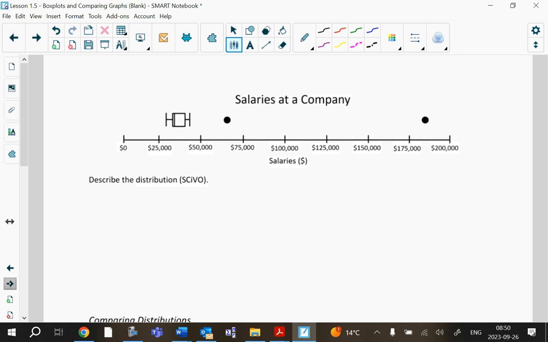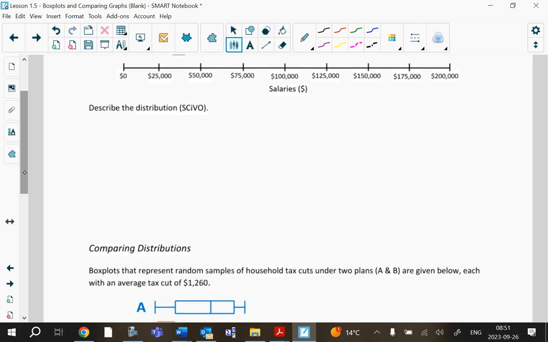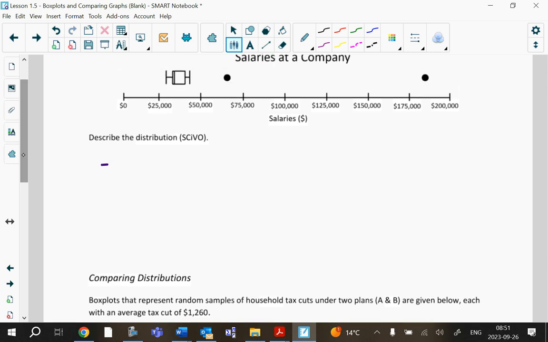So you are asked to describe the distribution, which means you need at least how many sentences? 4. Okay? And I'm okay if you go point form. So we want shape, center, variability or spread, outliers. Shape. The distribution has a right skew, or is skewed right.